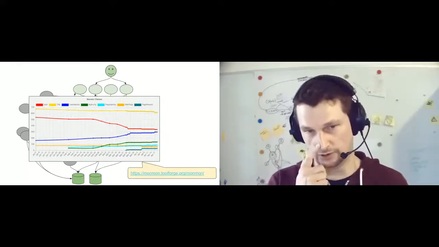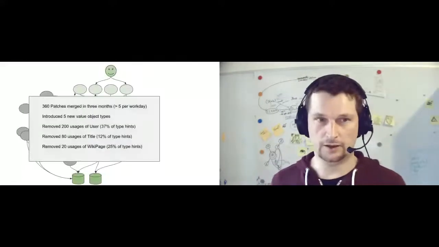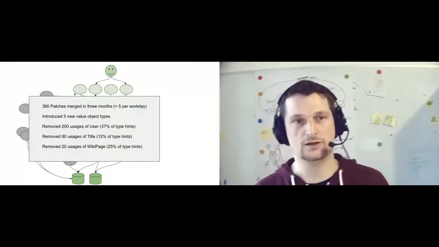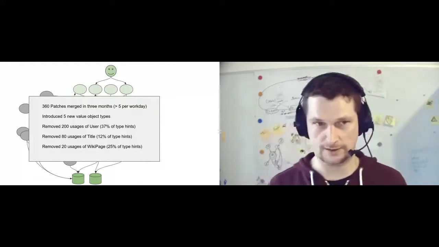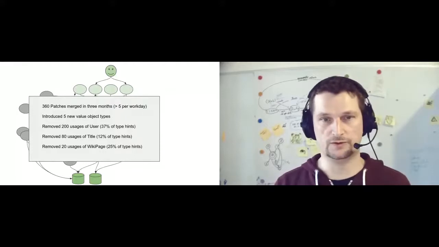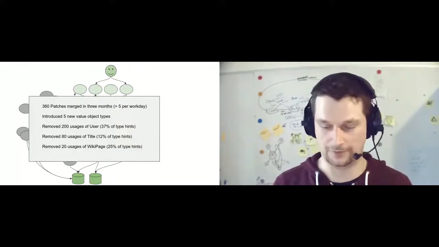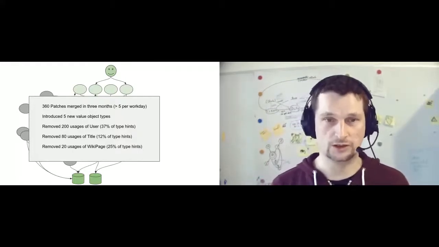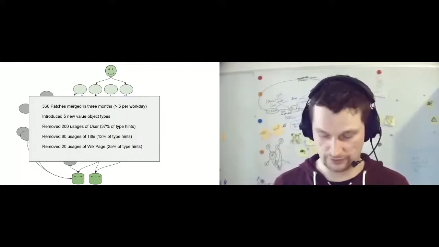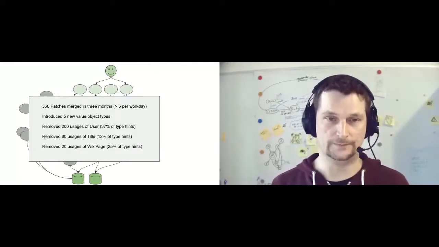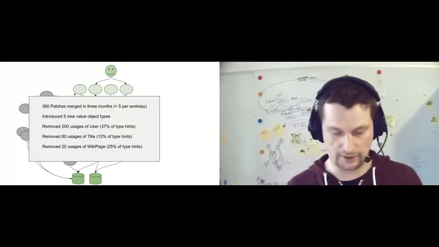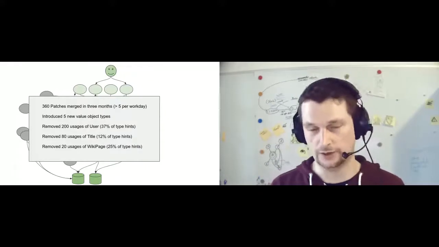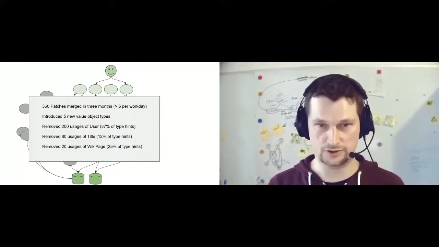We've been working on this for a bit more than 3 months now, and we ran a few metrics the other day, and it looks like we merged 360 patches in that time. We removed 37% of type hints for user from core, 12% already for title, and 25% for wiki page. So we already made some headway, but there's still a lot to do. And remember, fighting these monsters is only the very first step on the larger expedition.